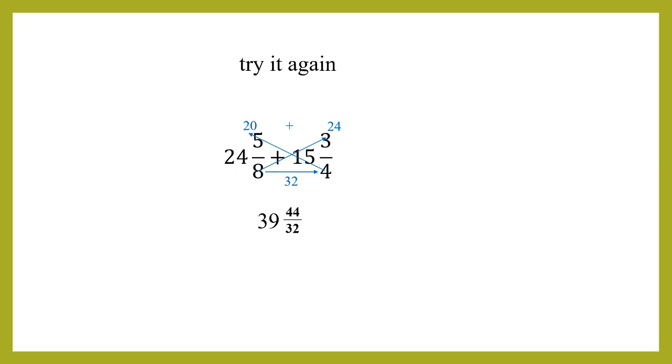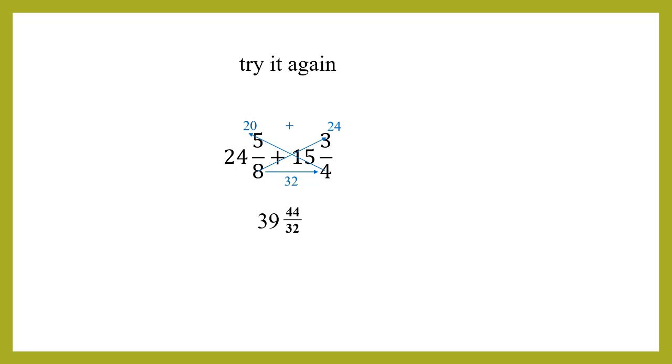First, we could simplify 44/32 by dividing both by 4, and we get 39 11/8. Now, 11/8 is an improper fraction, so we would regroup. So we get 40 and 3/8.